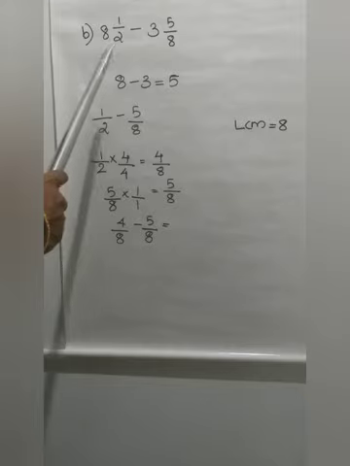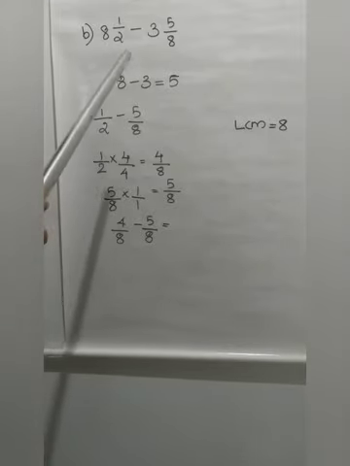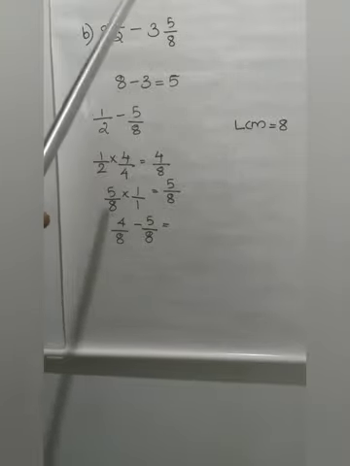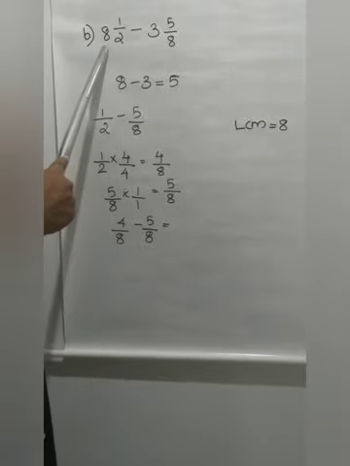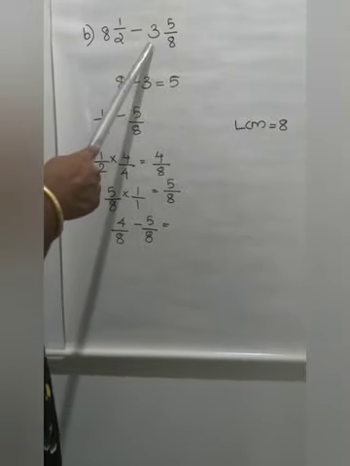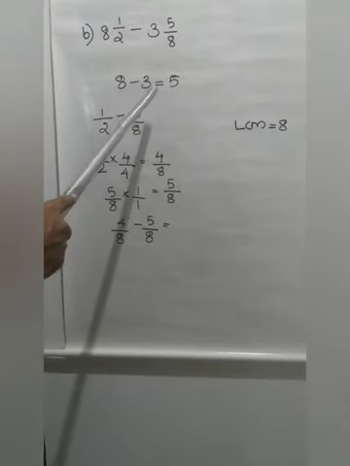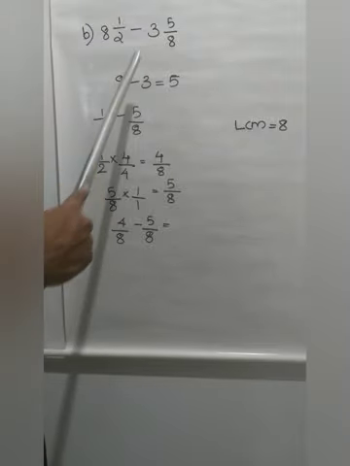I told you that in the case of mixed fractions, we can do it in two methods. So let us check the other method in the case of subtraction. What is the other method? First we subtract the whole number part. Here the whole number parts are 8 and 3. So 8 minus 3 is 5. Next we have to subtract the fraction part. Here 1 by 2 and here 5 by 8.